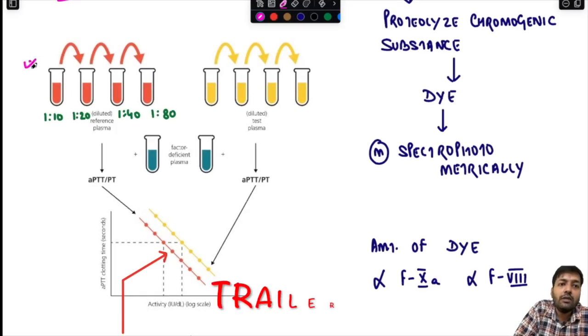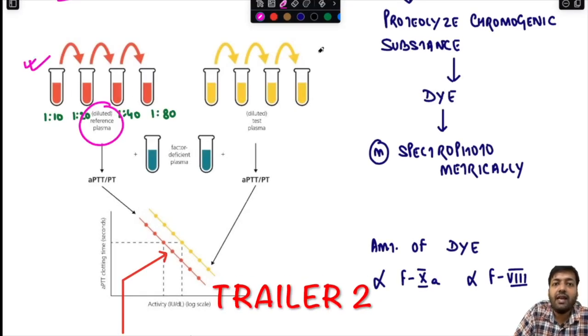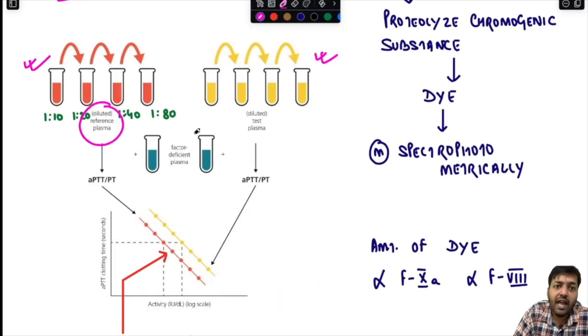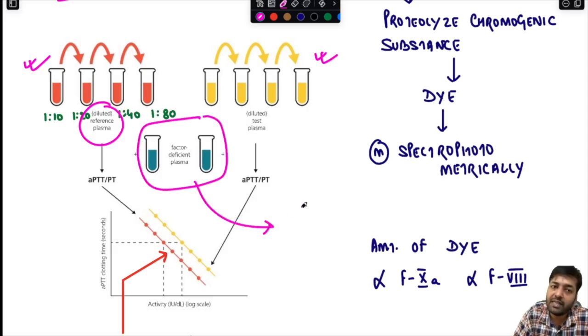This is a known reference plasma, whereas this is basically test plasma. And over here, we have already taken a factor deficient plasma. Now, factor deficient plasma is already available. Okay, it is known. A known factor deficient plasma is taken. Now, what is happening? First, try to understand.